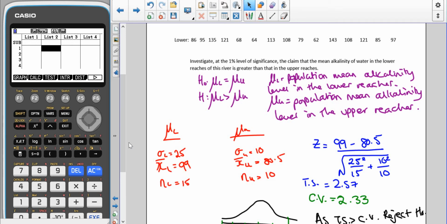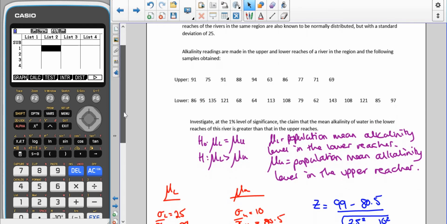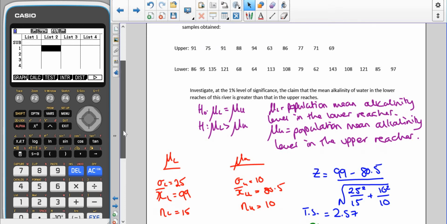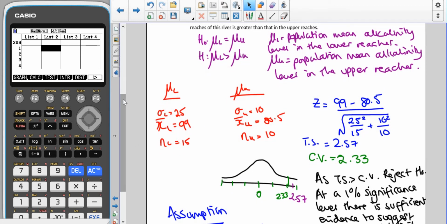So I suggest sticking with the method shown in the other two videos and only using this as a way to check your results. So if we have a look back at our first example, the one about the lower and the upper reaches of the river, for the 2-sample normal. As you can see, I've already got all my working out written down from the last time that we went through this.